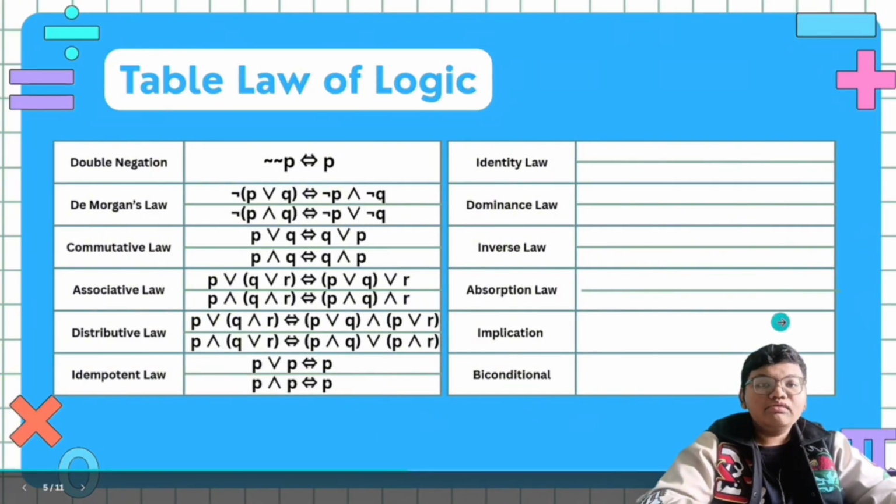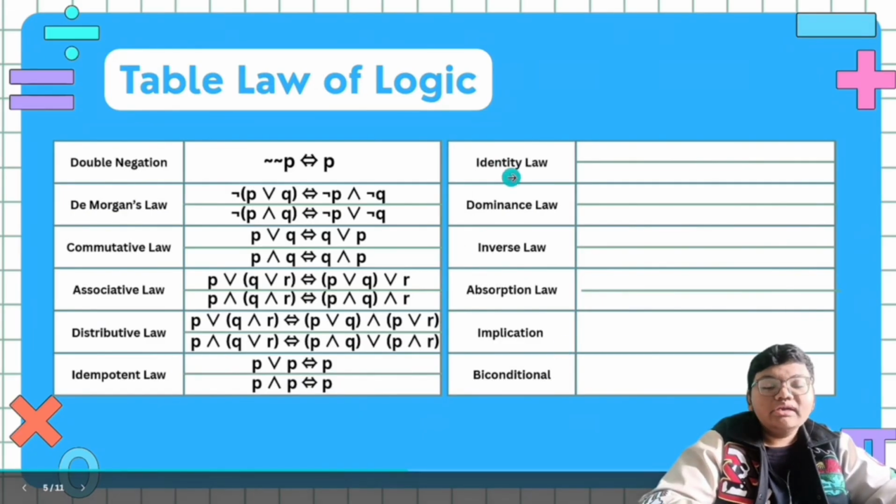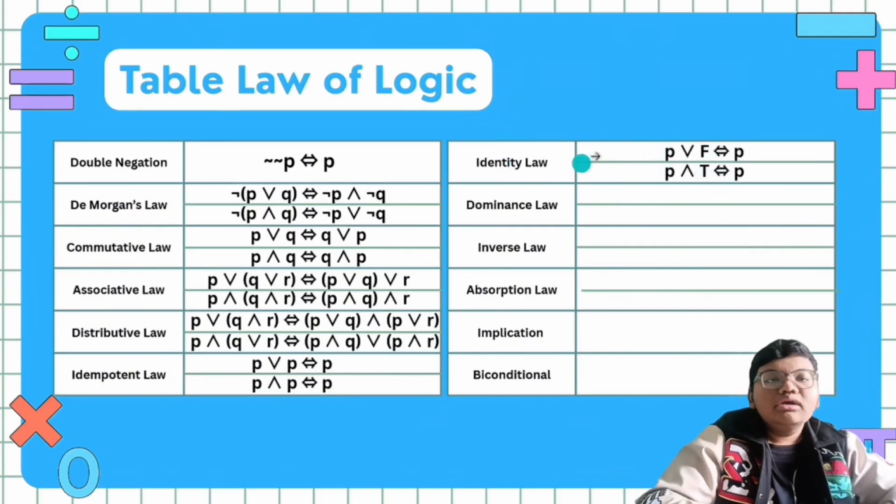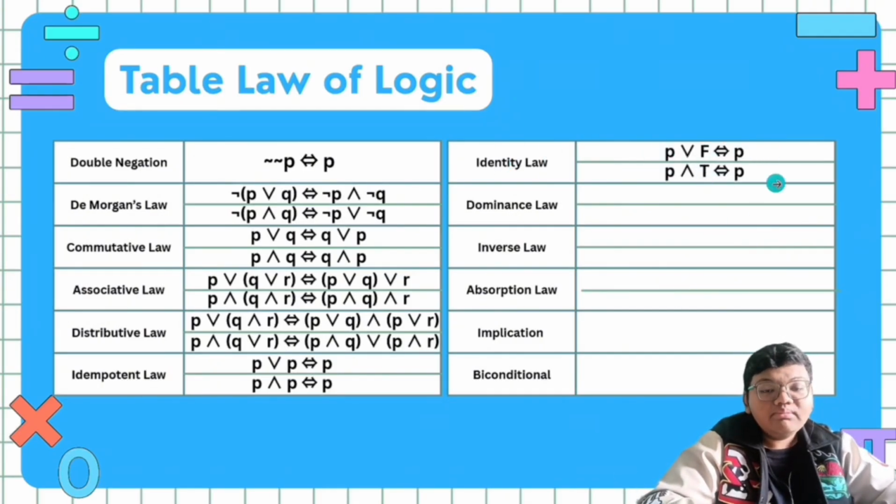Moving to the next part of the table, we have the identity law. This law shows that the statement remains the same when combined with true or false in a certain way. For example, P and true is still P. Next is the dominance law. This law shows that true and false can dominate the result. P or true is always true, and P and false is always false.